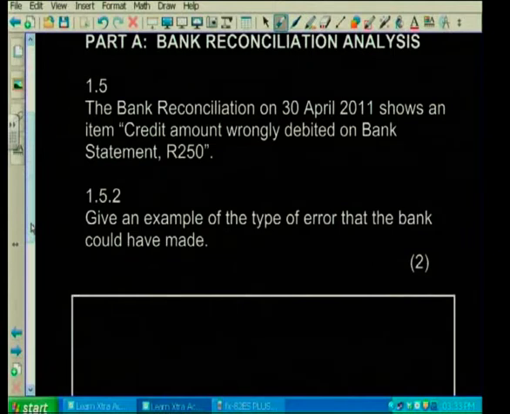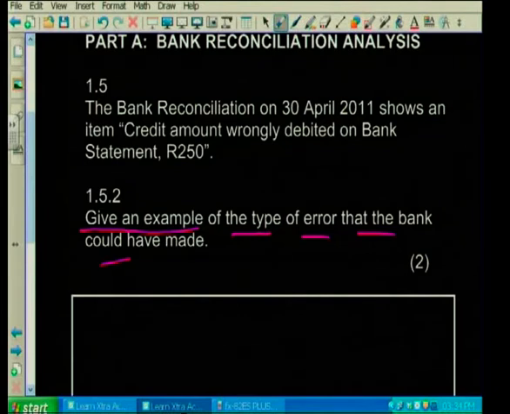The bank reconciliation statement says there that credit amount wrongly debited on the bank statement. It says, give an example of the type of error that the bank could have made. Now, the bank are crediting you with an amount that was wrongly debited. When does the bank debit your account? The bank will debit your account when they are taking money out of your account. Remember that.